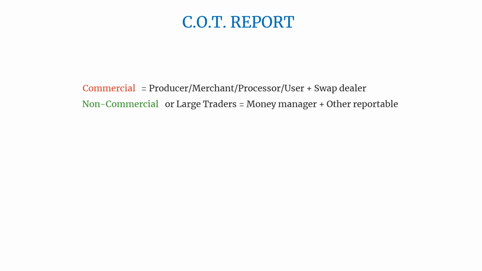Now the breakdown of subjects that you have seen is what is known as disaggregated. There is also a version that aggregates the four subjects into just two as follows: commercial equals producer, merchant, processor, user, plus swap dealer. Non-commercial, or large traders, equals money manager plus other reportable.